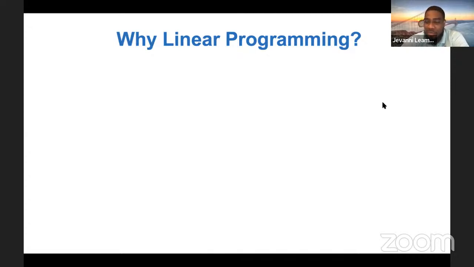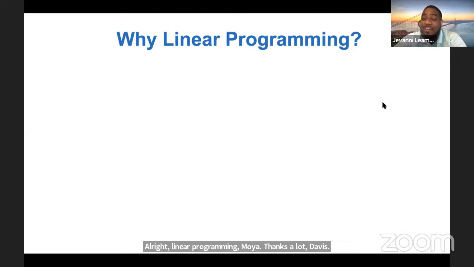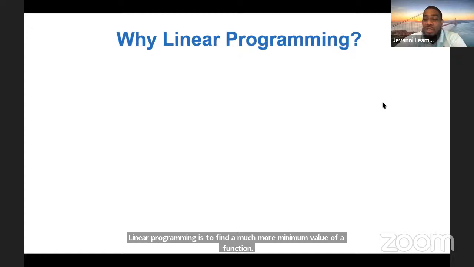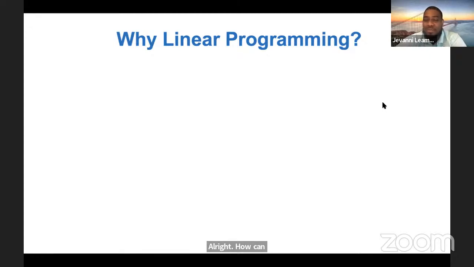All right, linear programming. Thanks for that, Davis. Linear programming is to find the maximum or minimum value of a function. All right. How can we be more practical with it though? Why do you think we use linear programming? And who uses it? All right, to find the value of a statement or a functional problem. Oh, you're using functions.